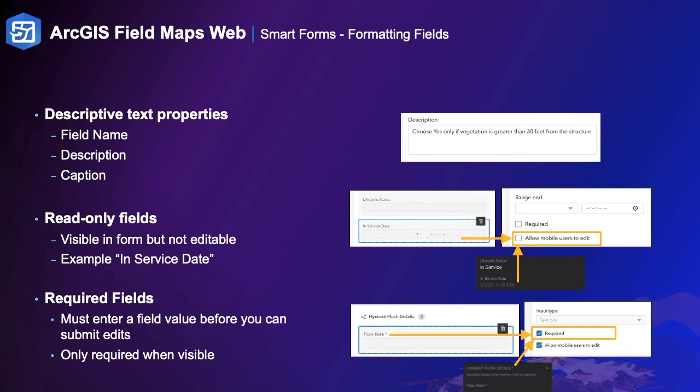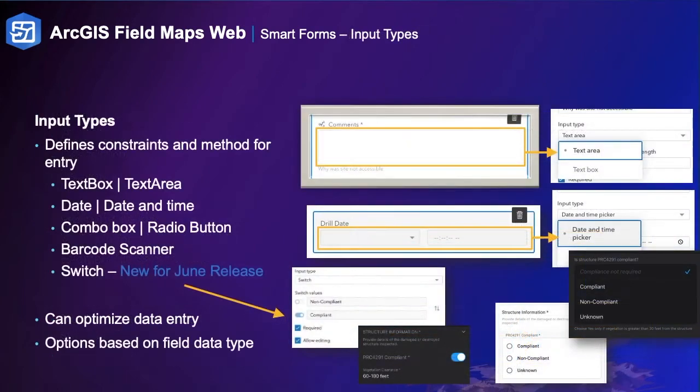You can also specify which fields in a form are required, and submissions will be blocked until those required fields have a valid value. Now, we support a number of different input types in Smart Forms, and we're always adding new input types. The switch input type, for example, was just added at this June release. But before that, we had a text box or a text area. We had a date time, a combo box, a barcode scanner. We're always adding new input types, which really come to life in the mobile experience when they're configured in the web application. This really optimizes data entry.